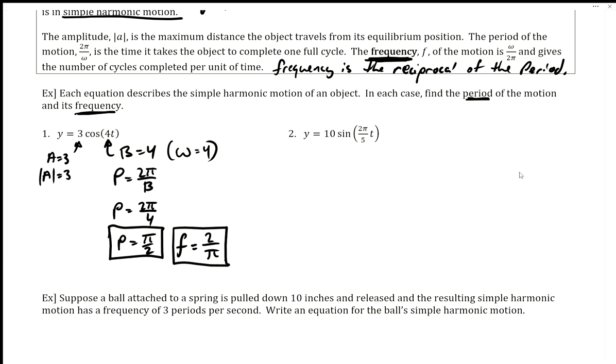On this one, A would be 10, so the amplitude is 10. Again, they didn't ask for it, but there it is. Here is the B value, 2 pi over 5. And then we can get our period, always 2 pi divided by whatever that B value is. Now we just need to simplify. I multiply by the small denominator, so the 5's cancel, and then we would have 10 pi over 2 pi.